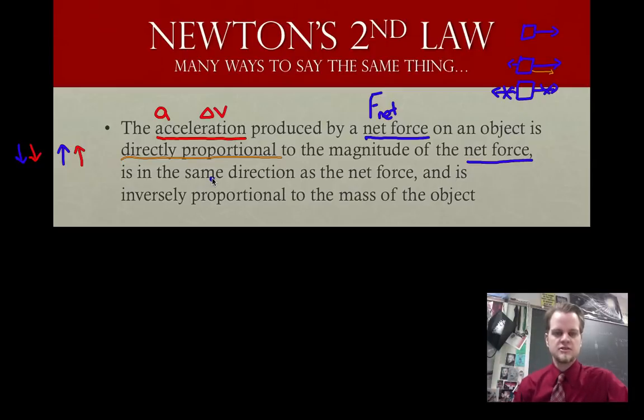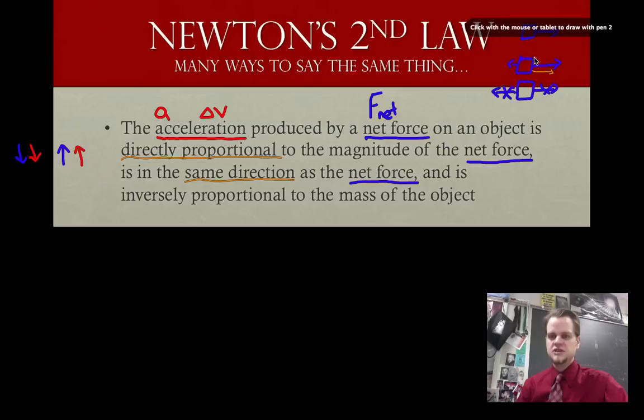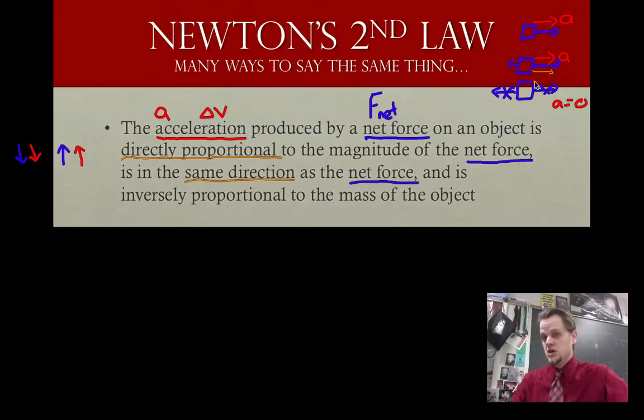It's also in the same direction as the net force. So what that's saying is if the force on an object is going to the right, then by all means the acceleration will be to the right. Same thing here, the acceleration will be to the right. Here, the acceleration is 0, in this case right here, because there's no net force, so there's no direction. If the stronger force was pushing to the left, the acceleration would be to the left.